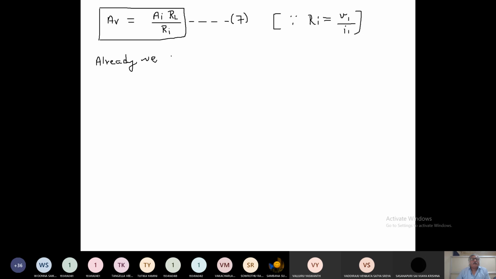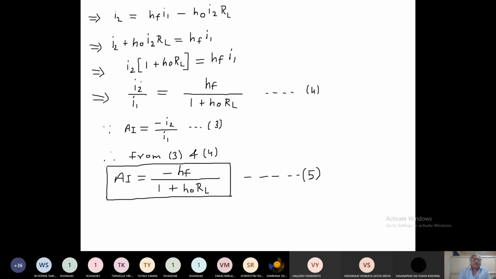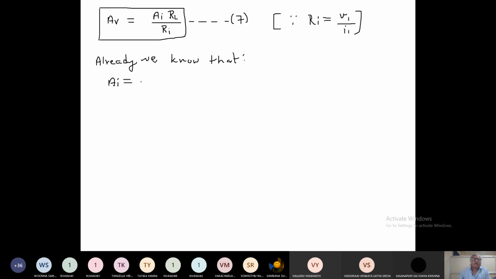Already we know that the current gain, AI, is equal to, see here, already we calculated the current gain, in equation 5: minus HF by 1 plus HORL. Minus HF by 1 plus HORL, right?